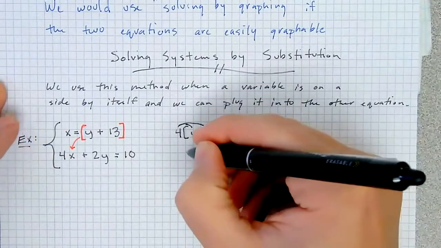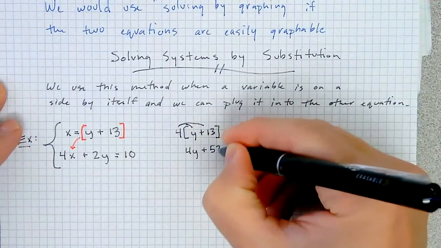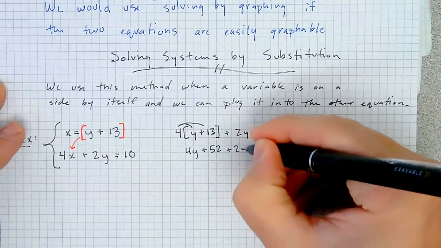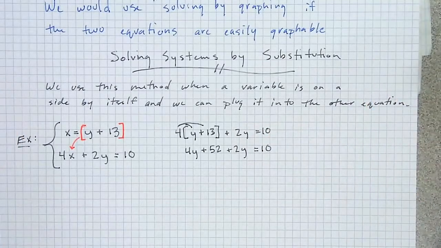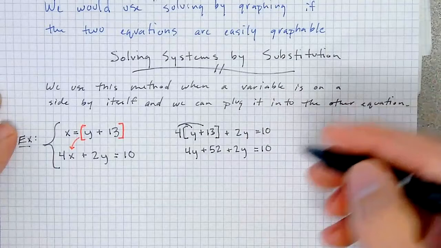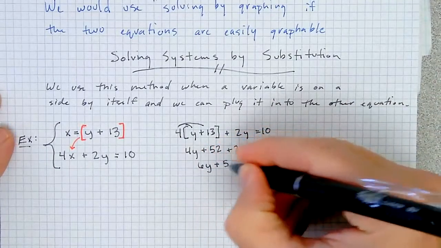We're going to distribute that: 4y plus 52 plus 2y equals 10. And we're just solving for y now. So combine like terms, 4y and 2y gives us 6y plus 52.